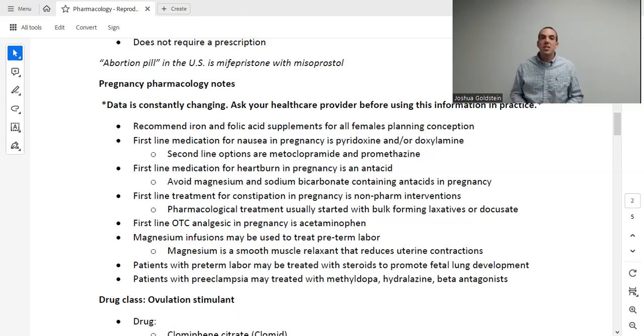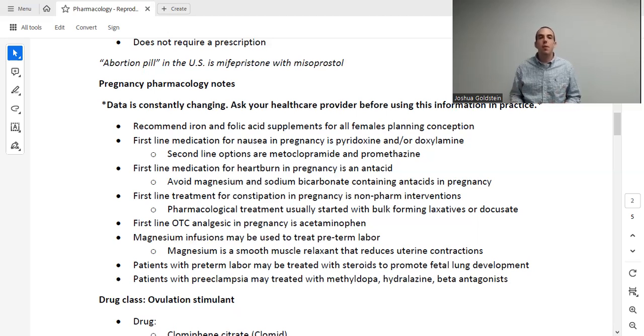For heartburn, we know that's another common issue in pregnancy. We don't recommend PPIs or anything like that. We start with an antacid, but we specifically would rather avoid the antacids that have magnesium and that have sodium bicarb in it. Next, constipation, another common issue in pregnancy.